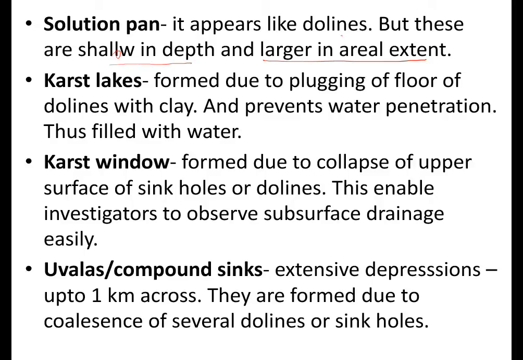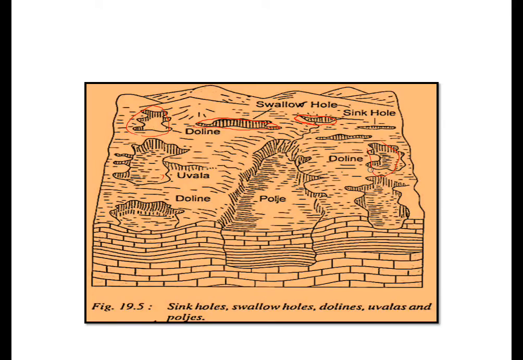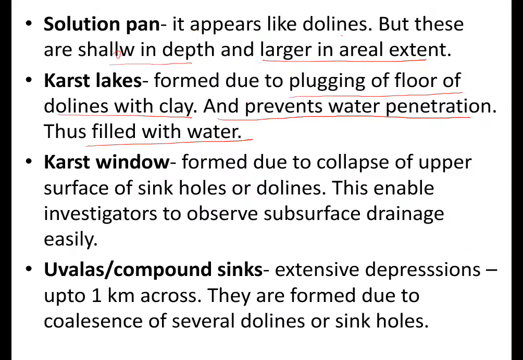And the karst lakes are formed due to plugging of the floor of dolines with clay, which prevents water penetration, so they are filled with water. Suppose this is a large landform, a 1000 square meter landform, but the bottom surface is filled with clay. The clay holds a lot of water and prevents its penetration towards the ground, and above that clay there is also water. Then it forms a lake-like structure, and we call it a karst lake.